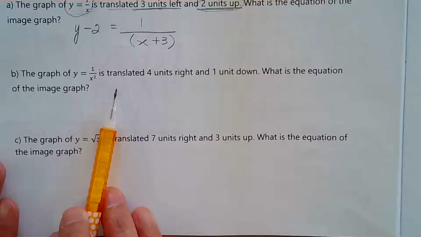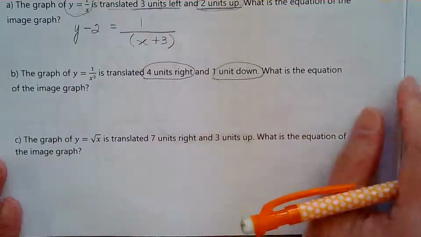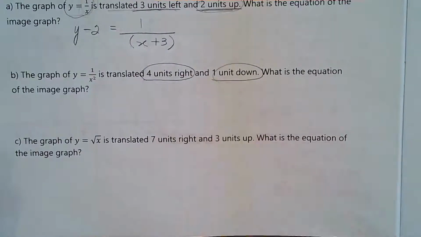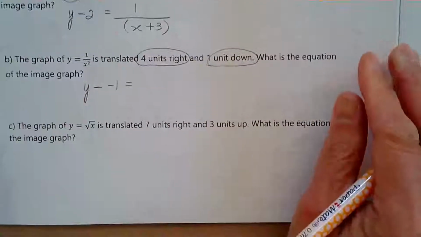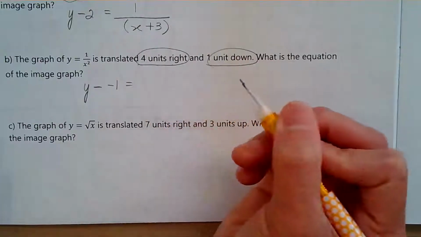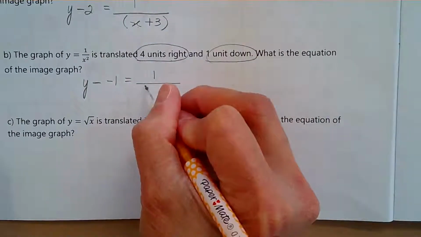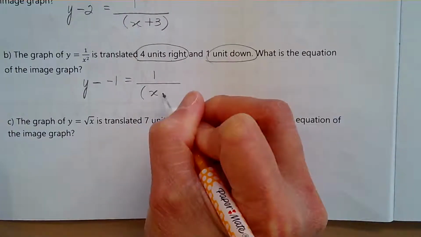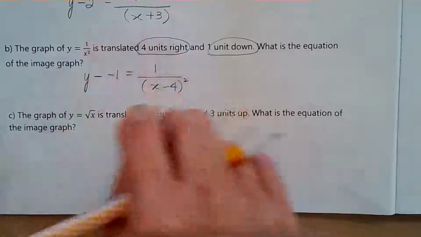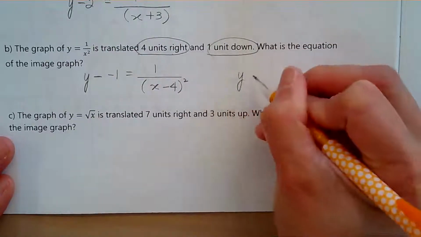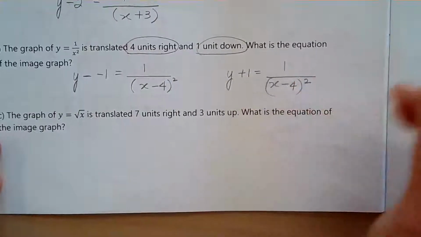Okay, let's take a look at this one. 4 units to the right and 1 unit down. Okay. 1 unit down, so that's going to be 1 minus negative 1. And then 4 units to the right, it's going to be 1 over x minus 4 squared. So if we clean this up a bit, it would really look like this. y plus 1 equals 1 over x minus 4 squared.